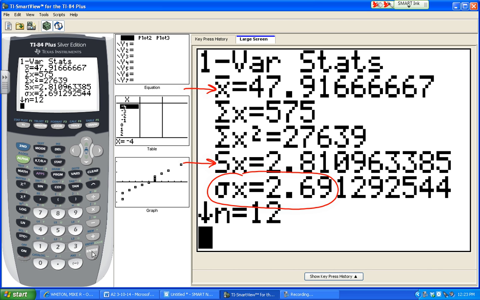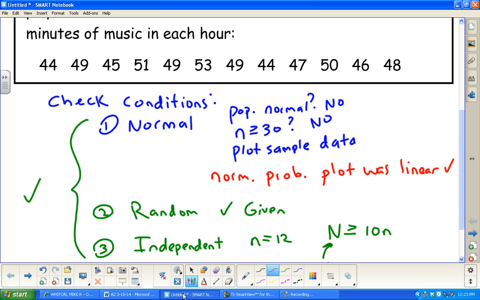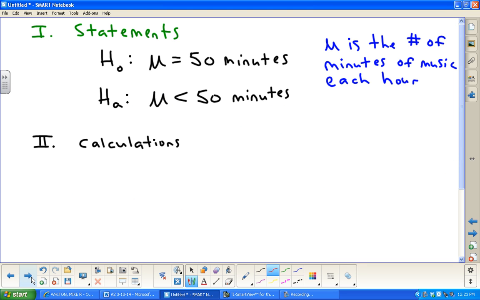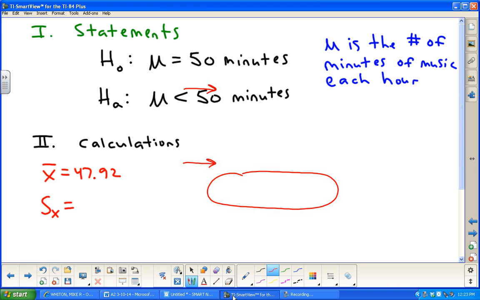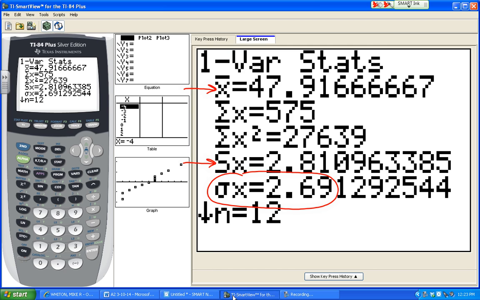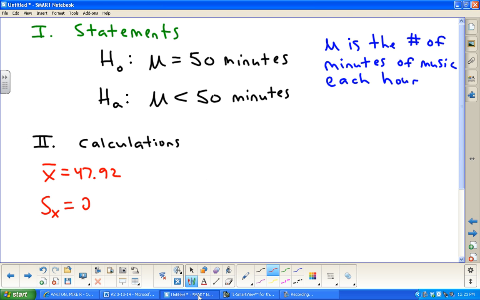So let's go 2.81 for that, and then 47.92. So let me jot those down. x bar, it's on the side here, 47.92. Sx, again, was 2.81. Okay, so let's use those. Okay, we're going to do the t-test. So what we want to do is get the test statistic. Okay, we want to try and start figuring out this p-value. So again, start thinking about what all these terms mean.